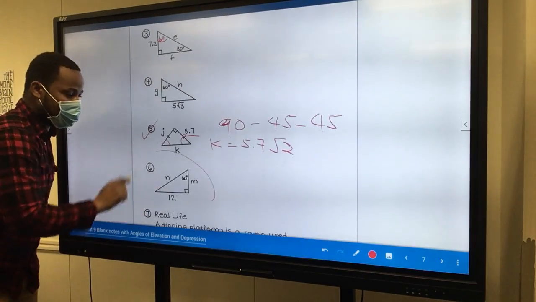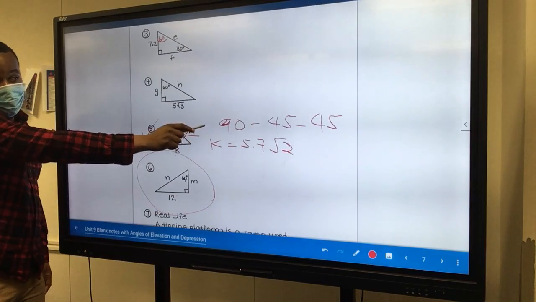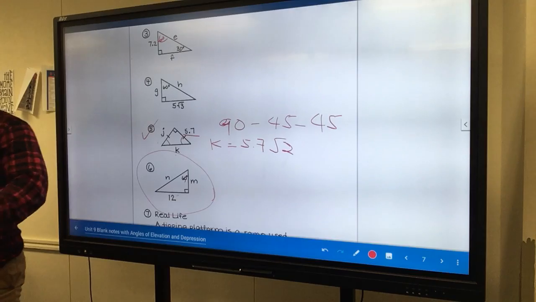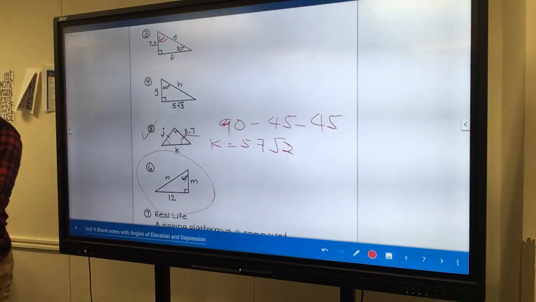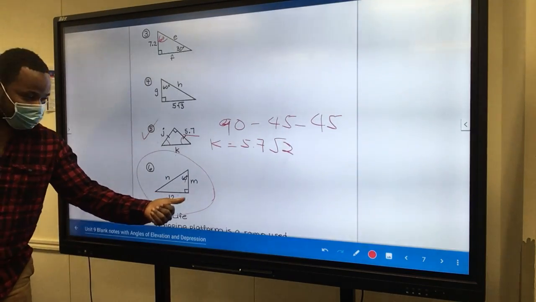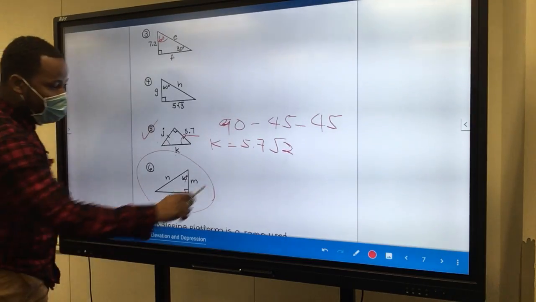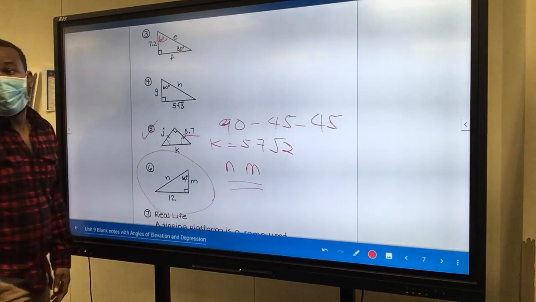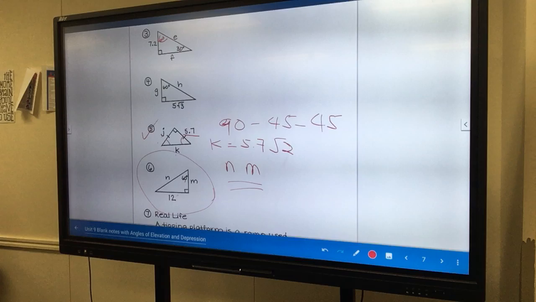Now, guys, do this one. Okay, it's the same idea. This is a 30-60-90. It's not 45-45-90. So you have to first identify what kind of triangle it is before you decide what principle you have to use. This is a 30-60-90. So use the formula for the 30-60-90 to find N and M. Okay? Find N and M in this case. When you are done, come here and let me have a look at it and give you the daily grade. Make sure you show it to me before you leave.